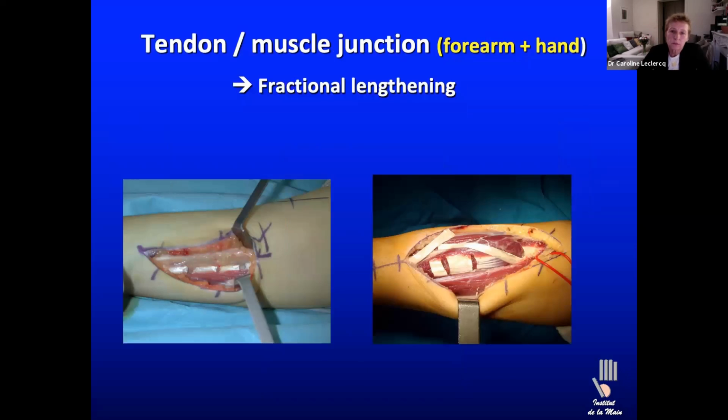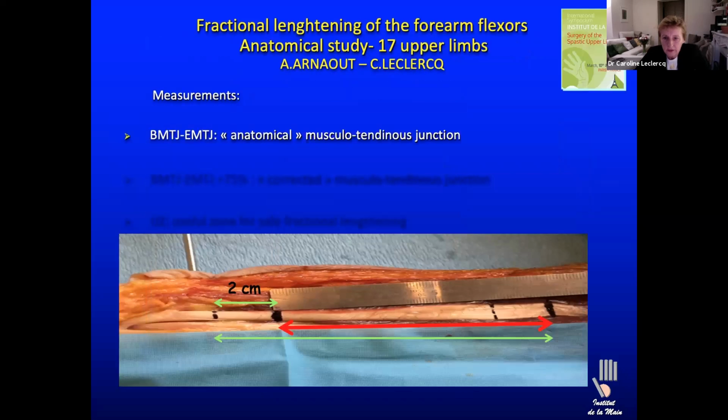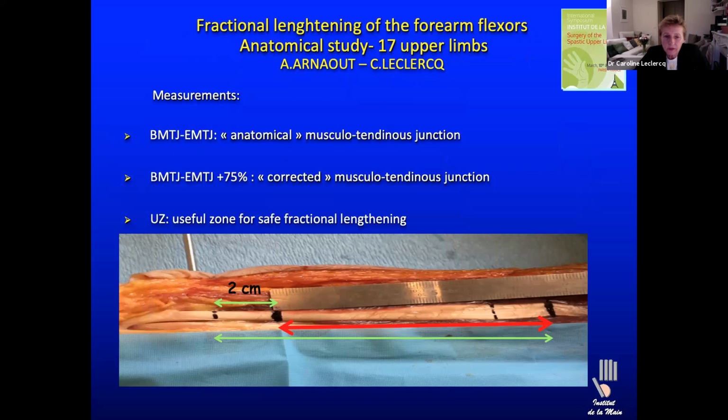For most of other forearm and hand flexor muscles, we can use this fractional lengthening. And you see on these pictures that we are able to do many fractional lengthenings. If you look at the old textbooks, they would do one or maybe two, but you can do more than that, provided that you know how much overlapping there is of the muscle and the tendon. And we did last year, and this should also be published pretty soon, a cadaver study for each of the forearm flexors.